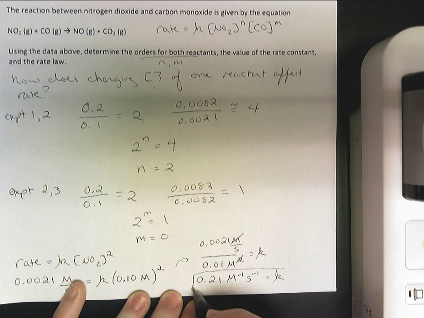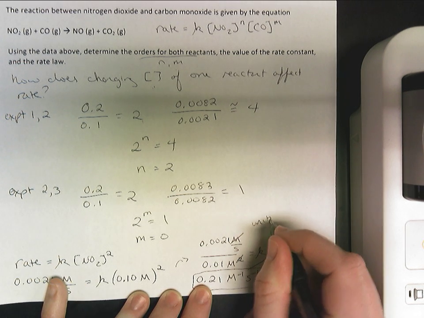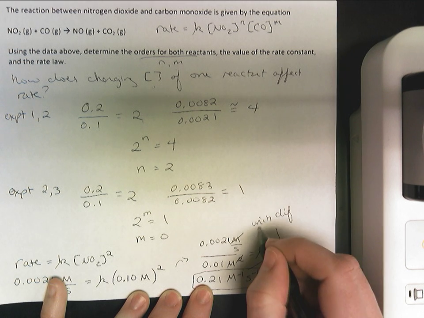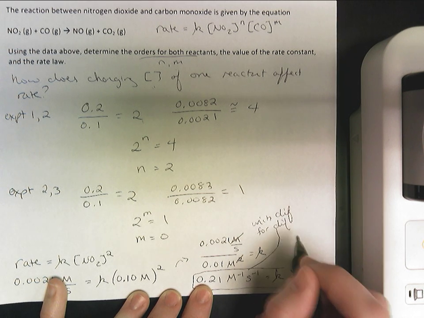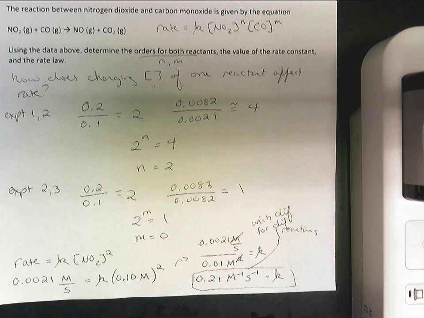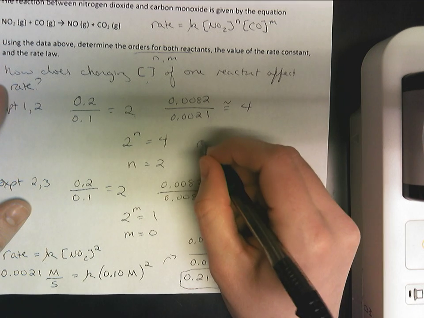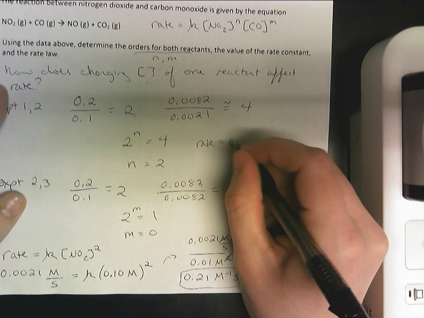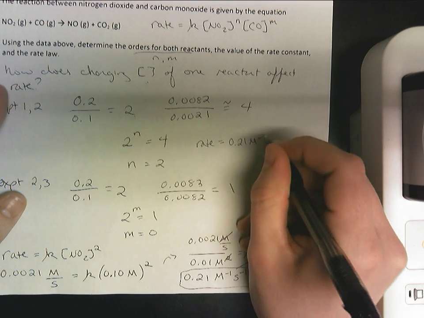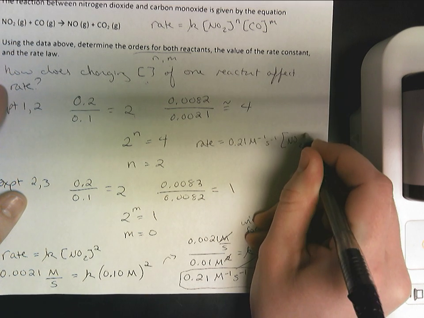The units of k are different for different reactions, different kinds of experimental methods, and so on and so forth. So it's always important that you pay attention to the units of k. They will not be the same. Last but not least, what is our rate law? I'm just going to write it up here. Our rate law is rate equals 0.21 molarity^-1 seconds^-1 times [NO2] squared.